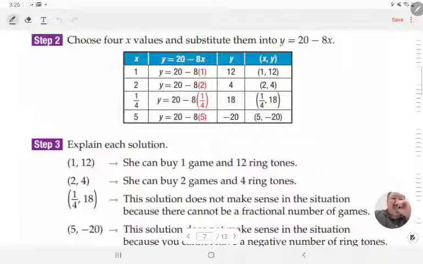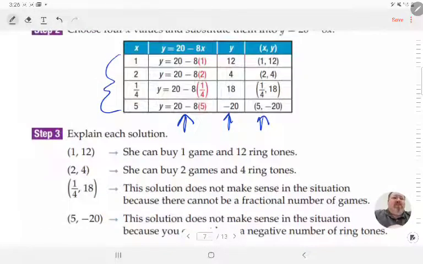Then we can make ourselves a table. We can pick 4 different x values, plug them into the equation we just did, y equals 20 minus 8x. So everywhere there's an x, we plug it in. We solve for y, and then we get our 4 ordered pairs. Now we have to explain what they mean. So we got (1, 12). That means she can buy 1 game and 12 ringtones. We got (2, 4). So that means she can buy 2 games and 4 ringtones.